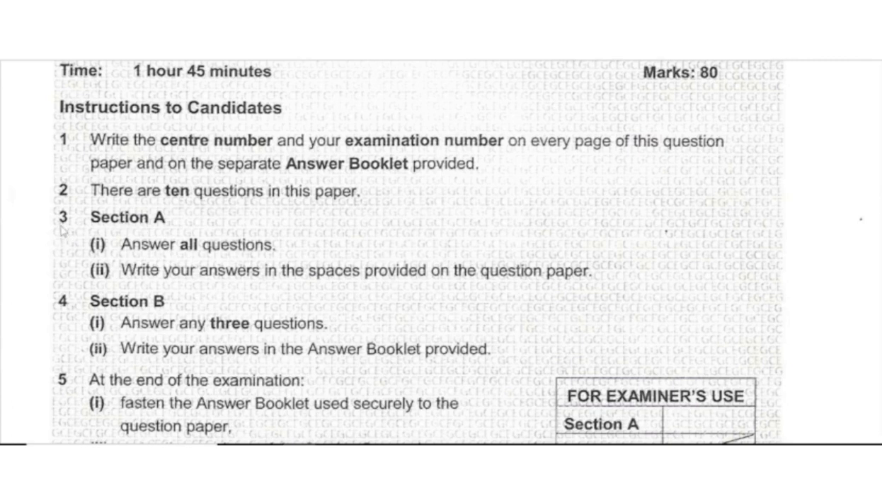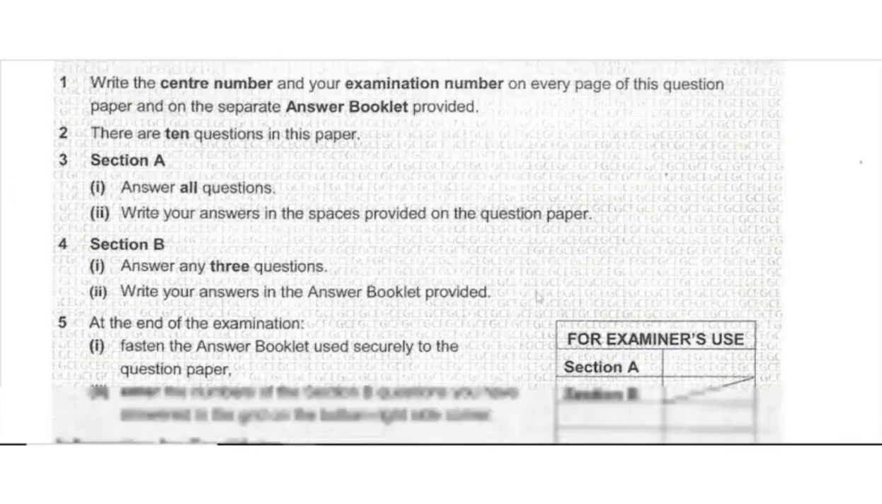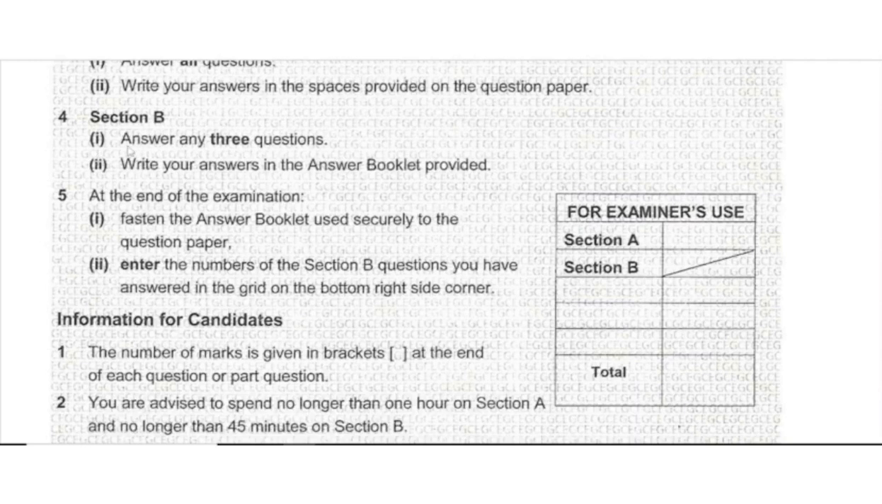Instruction number 3 is Section A. Section A, answer all questions. Write your answers in the space provided on the question paper. So for Section A, your answers will be on the question paper. Section B, answer any 3 questions. Write your answers in the answer booklet provided. So in Section B, you just answer any 3 questions.